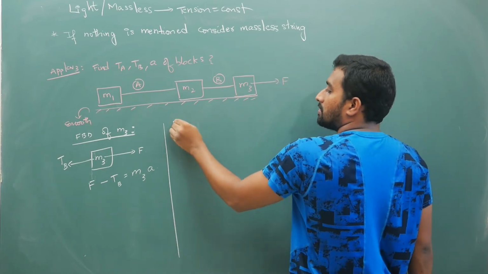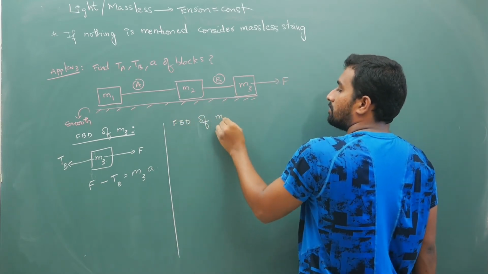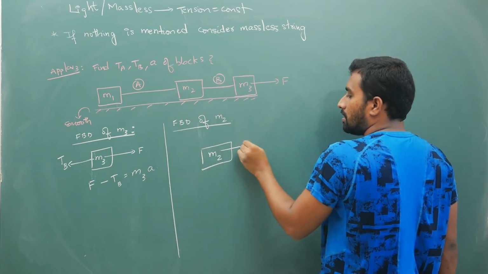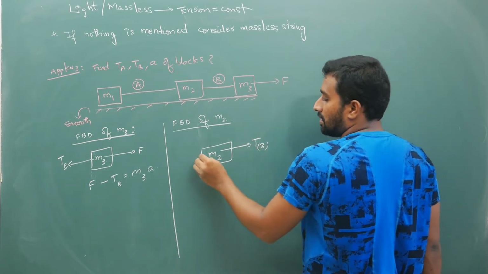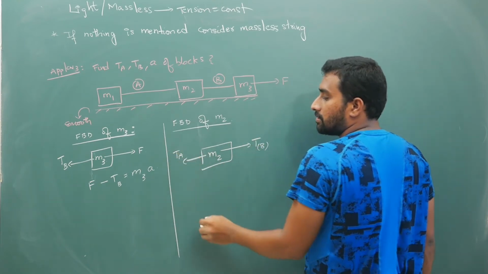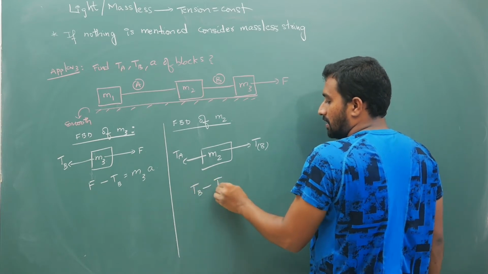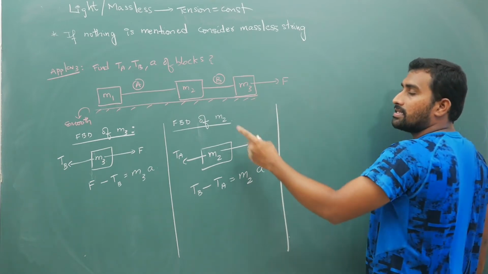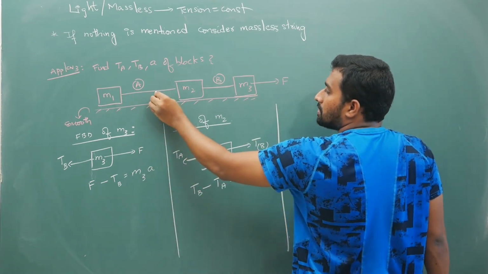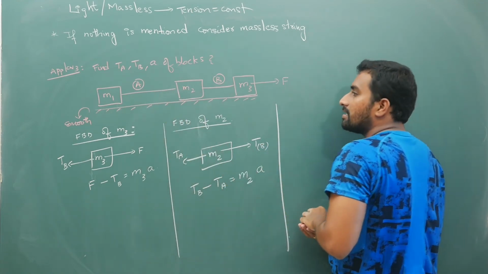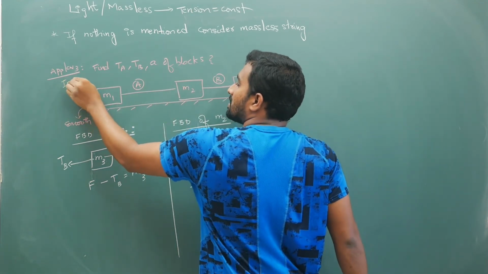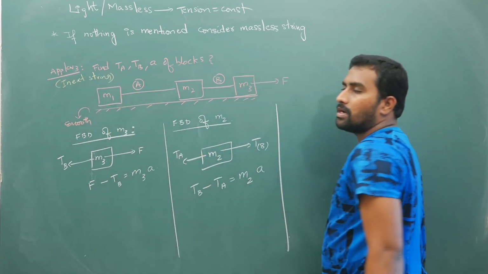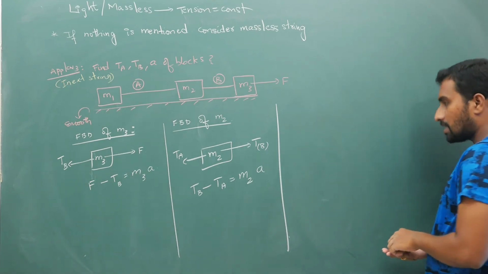Okay, next FBD of M2. From M2, tension TB is acting towards left, tension TA is acting towards right, so TB minus TA is equal to M2 into A. Here the acceleration is the same, because let us say the strings are light and inextensible. Inextensible strings means all the blocks will have the same displacement, same velocity and same acceleration.